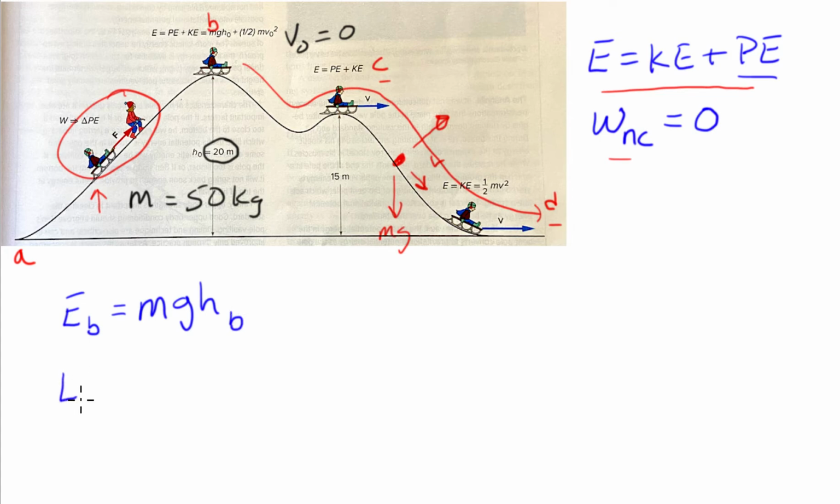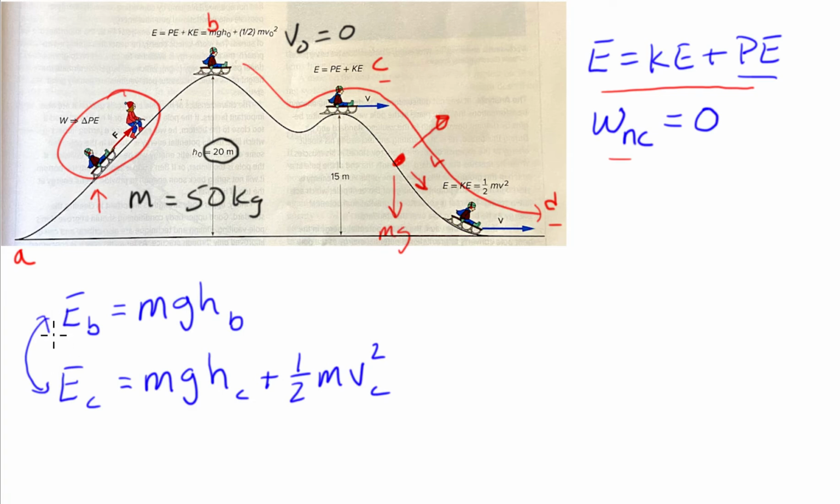And at C, the kid's energy is some different amount of potential energy because the heights are different, but with some kinetic energy. And since there's no non-conservative work, these in the end have to be equal. So I can set them equal to one another and try to solve the equation for the velocity at point C. Let's see how that would work.